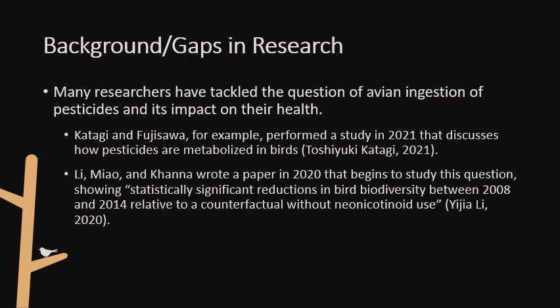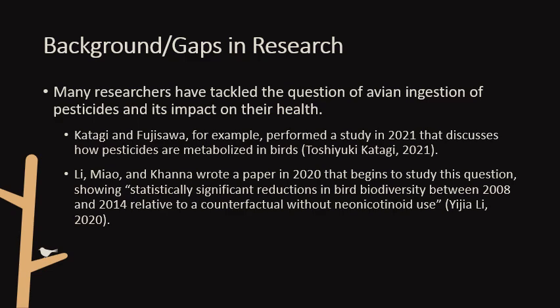And some other researchers in 2020 also began to study a similar question. Li, Miao, and Kana created a paper that showed that there is a statistically significant reduction in bird biodiversity. In other words, the number of species and the health of those various species in a particular area, in the 6-year period 2008 to 2014, relative to a counterfactual without neonicotinoid use.